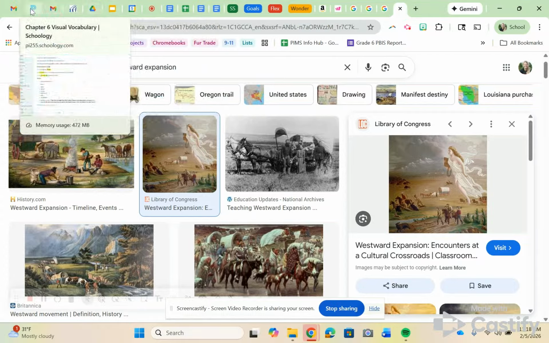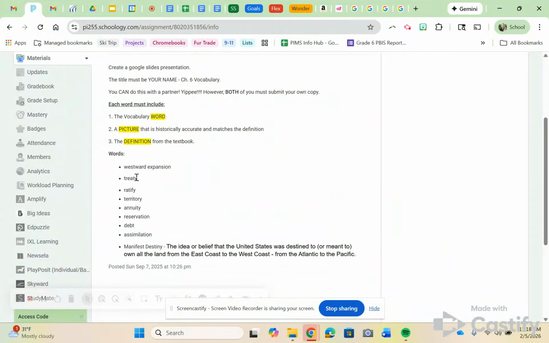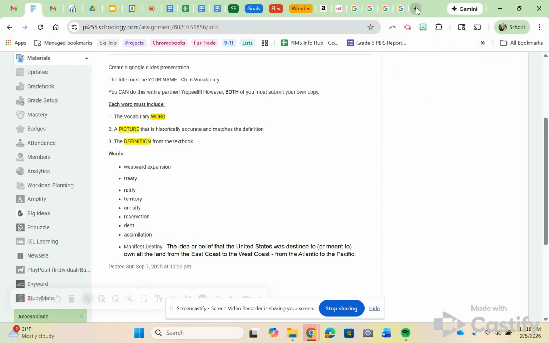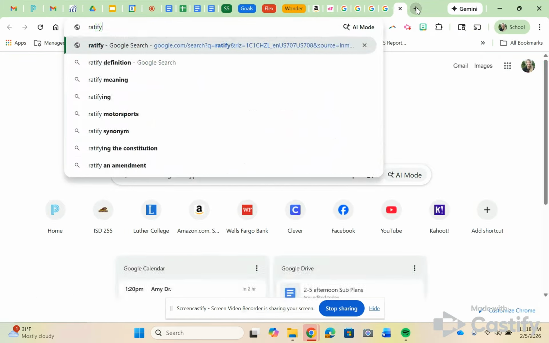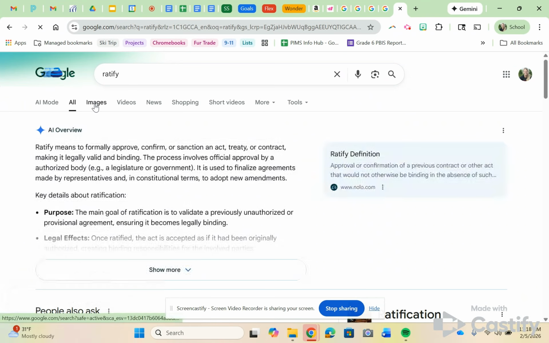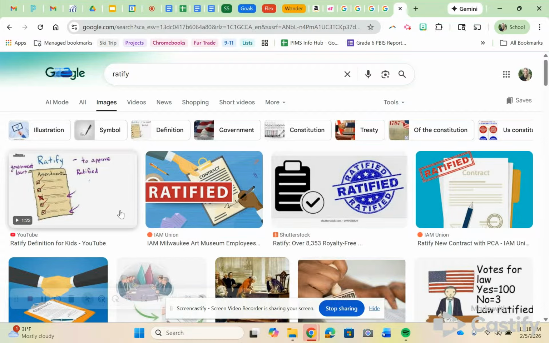One of your next words that you are looking for is the word treaty. You should be able to find a pretty good word for treaty. Ratify, if you search for ratify, you're going to come up with images that look like this, okay? Now, the ratification of a treaty is the approval of a treaty.